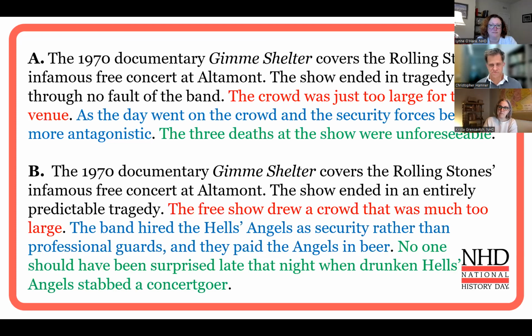I think B's doing pretty good too. It's giving us 3 points: that the free show drew a crowd that was too large, that hiring the Hells Angels as security was probably a bad idea, and that nobody should have been surprised. And as a reader, I have a pretty good idea where this argument is going to go and how it's going to be organized.